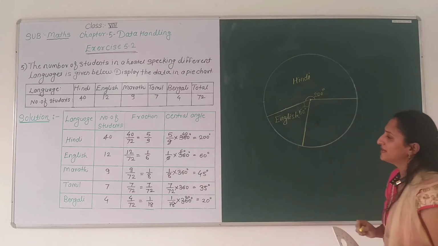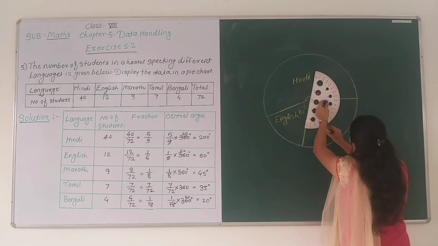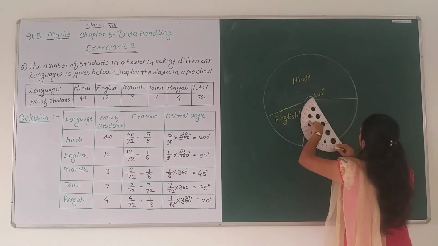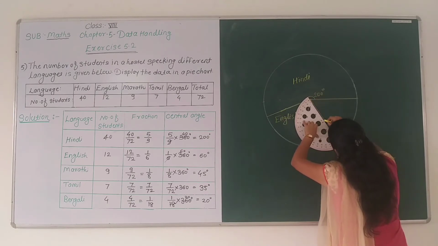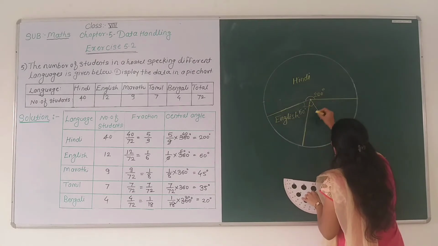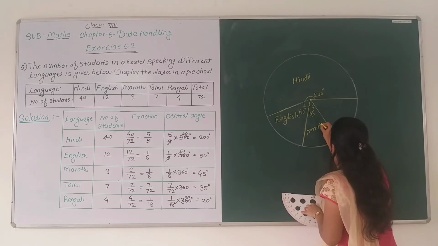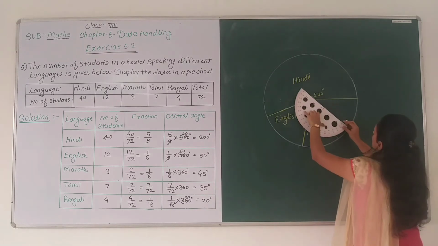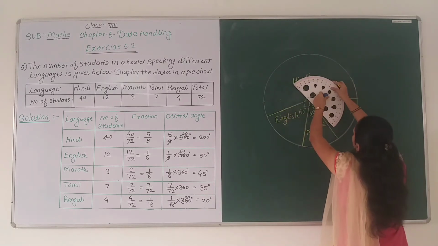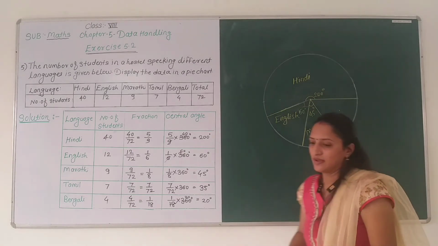After that, 45 degrees, Marathi 45 degrees. Measure the angle of 45 degrees here. Again draw a line of 45 degrees. This is the number of students who speak Marathi. After that, 35 degrees. From this line measure an angle of 35 degrees.